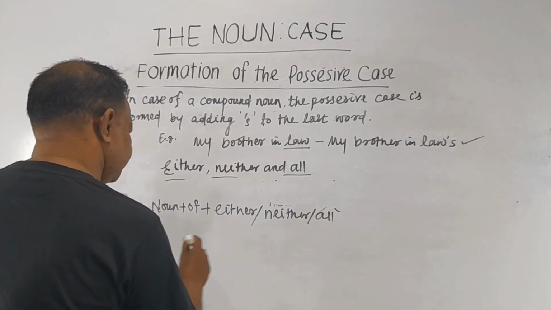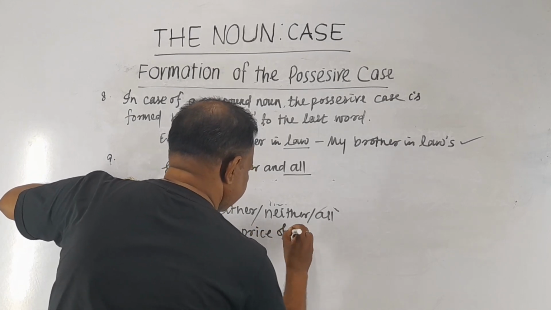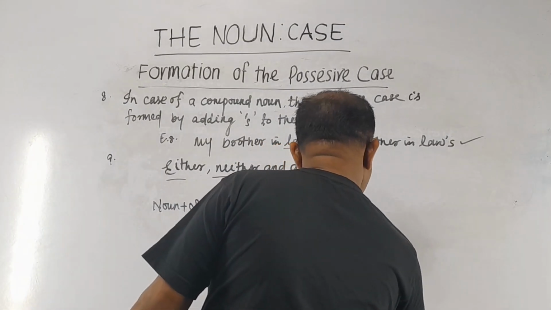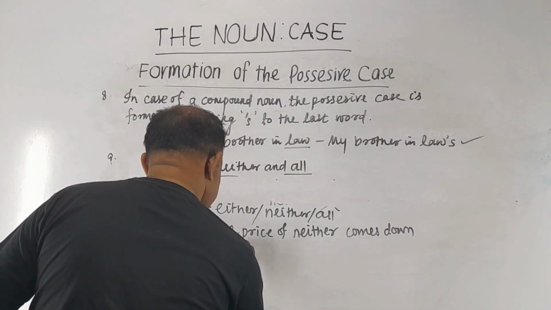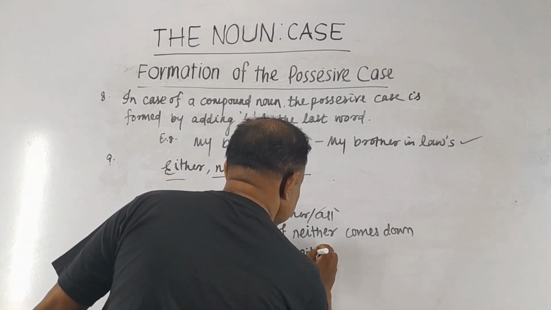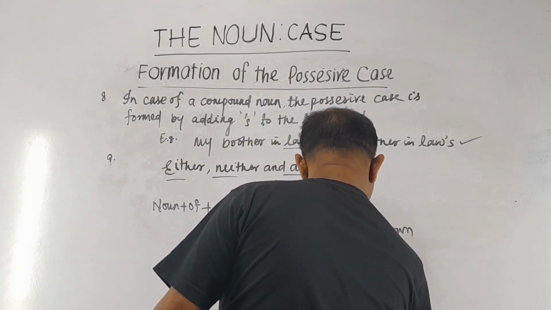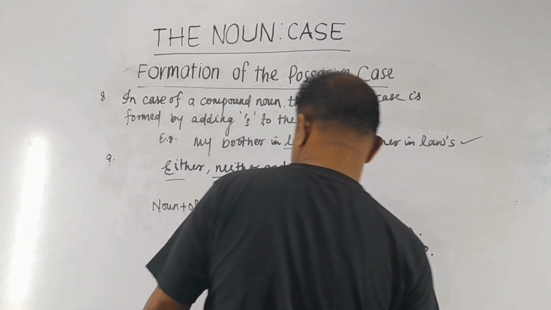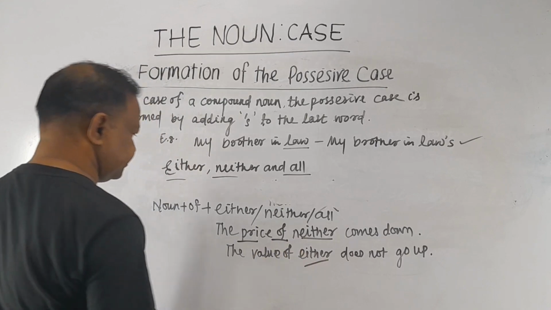For example, the price of neither comes down. Okay. Similarly, the value of either does not go up. Here we use noun plus of plus neither or either. Okay.